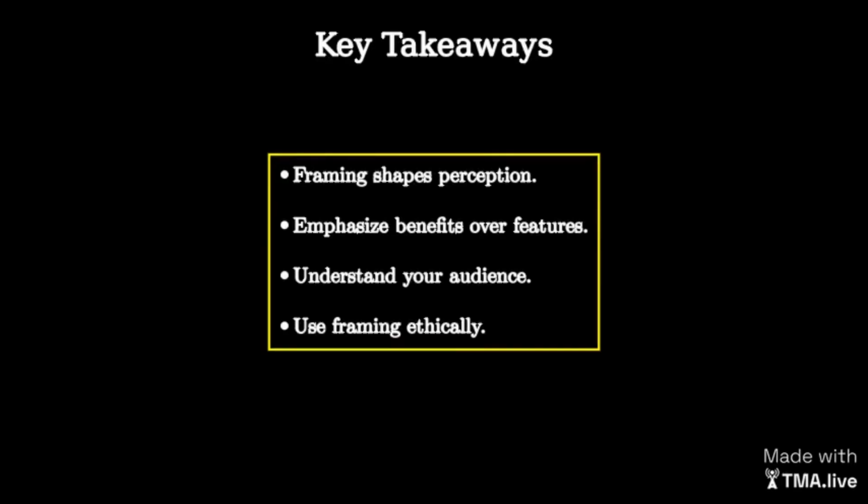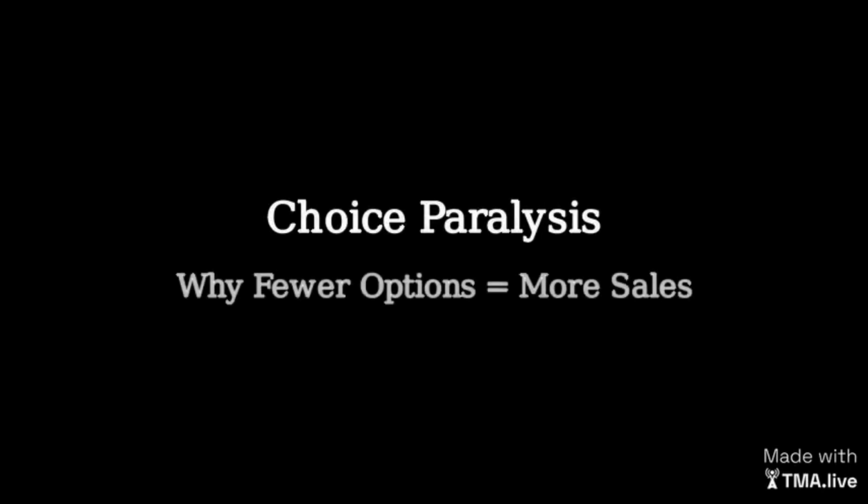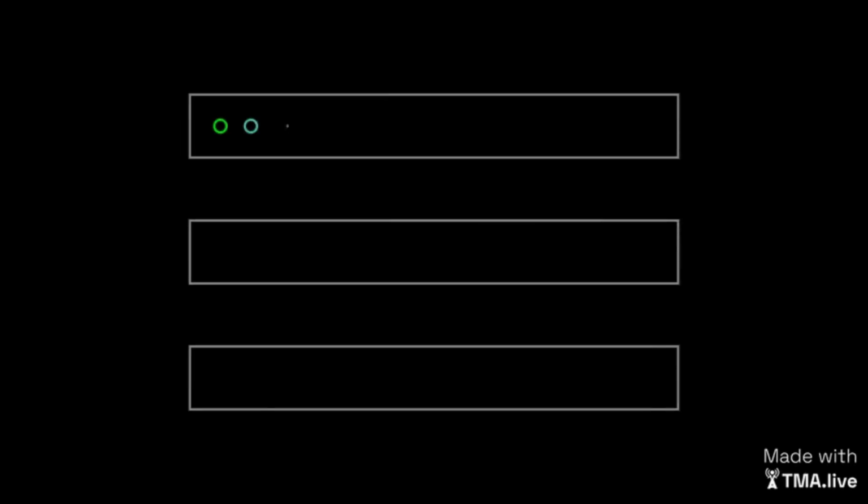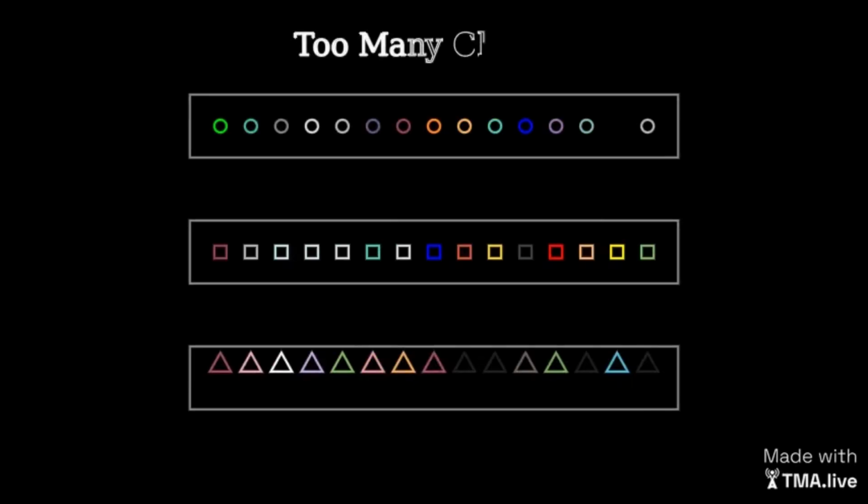To effectively communicate, choice paralysis is the state of being overwhelmed by too many options, often leading to indecision or even inaction. It's a common phenomenon that impacts our ability to make choices effectively. Imagine a store with shelves packed with numerous items. The abundance of options can be overwhelming, making it difficult to decide what to choose.